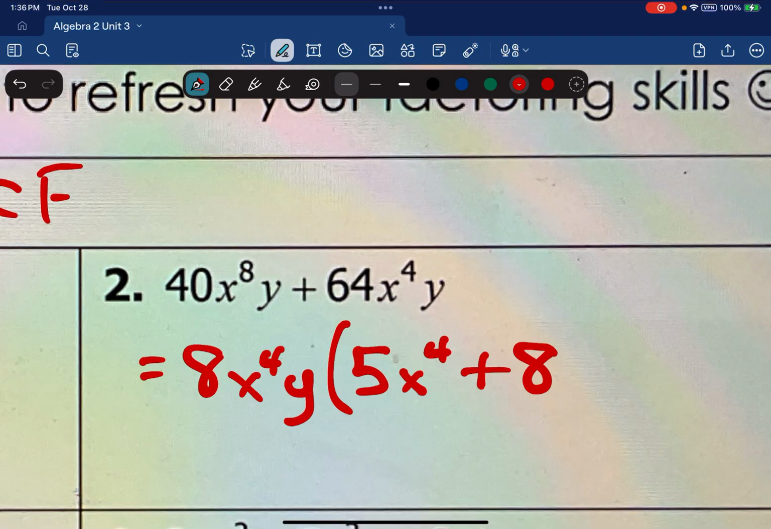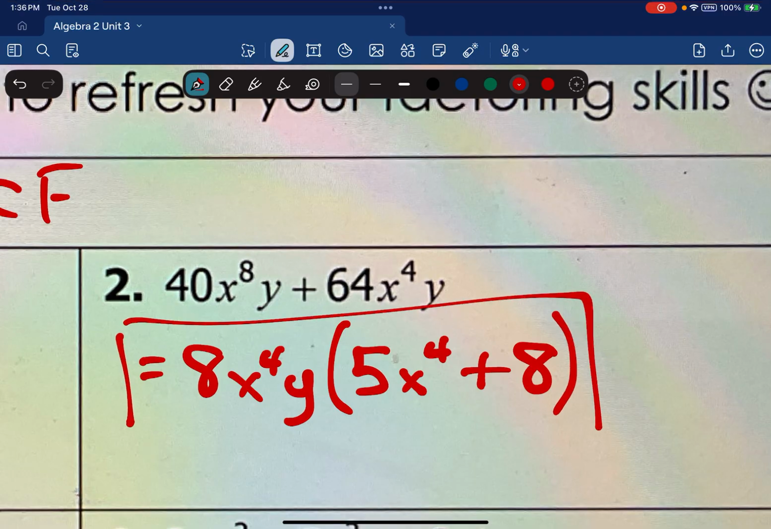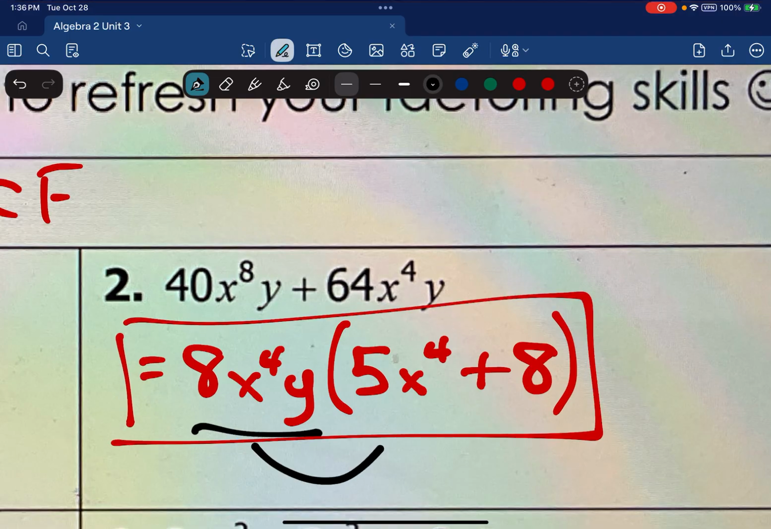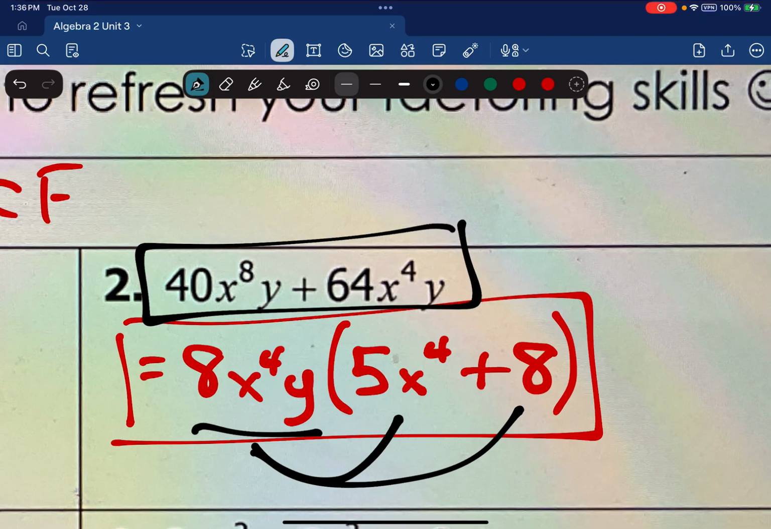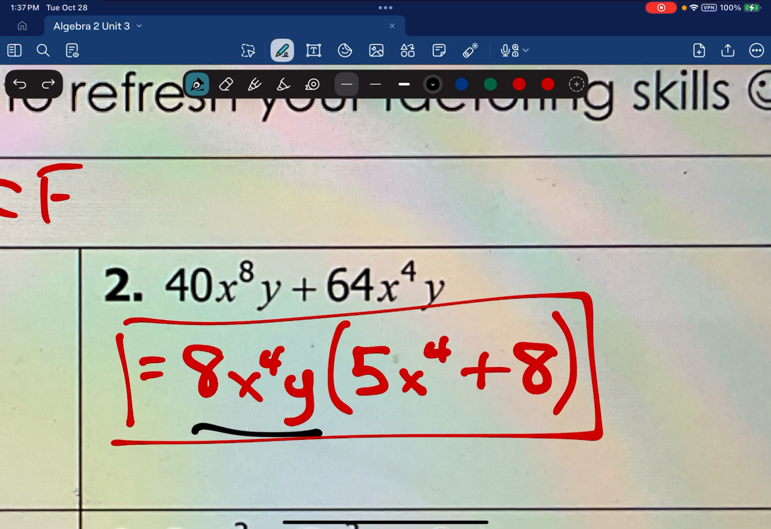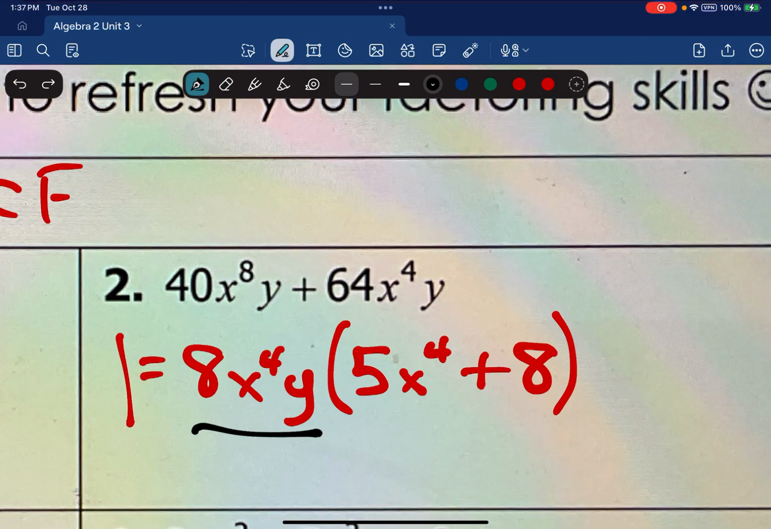X to the 4th divided by x to the 4th, and y divided by y is all 1. So this is my factored form. Remember, what we're looking for is if I take this term and multiply it and distribute it through, I should get this term as my answer. So I'm undoing that distributive property.